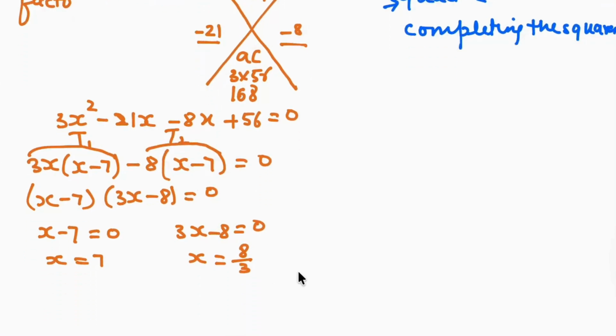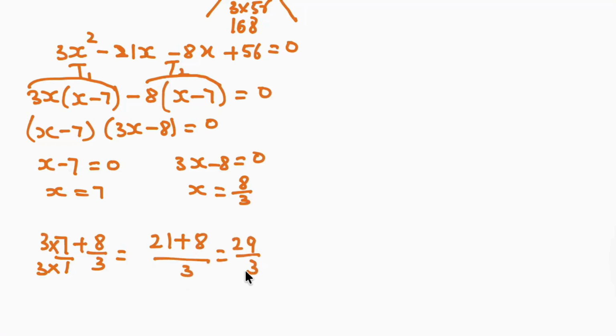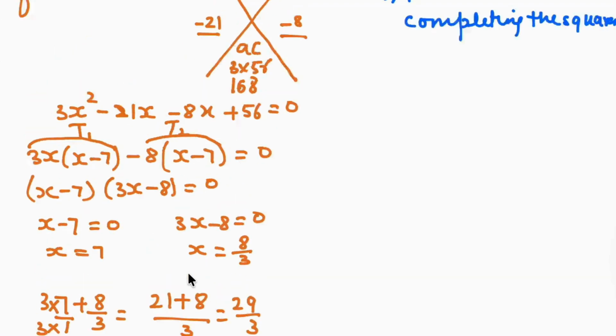Now we have to find the sum of the two solutions. So the two solutions are 7 and 8 by 3. Now this one I am doing by making the denominator the same. So that is 3 sevens are 21, plus 8 by 3, is equal to 29 by 3. We have found the solution with the help of factorization.